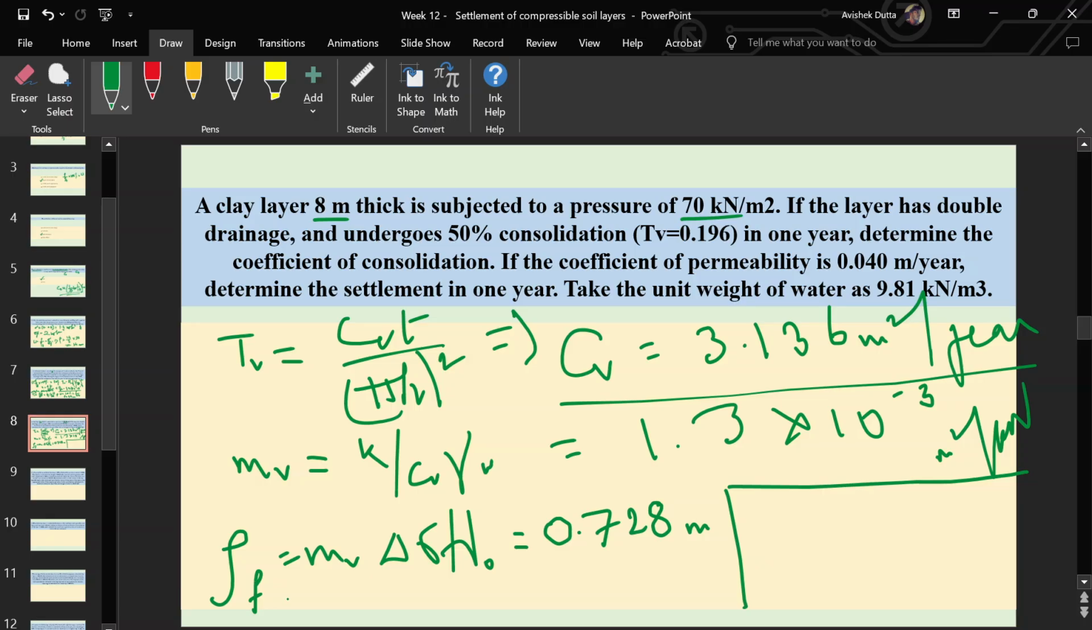Yeah, so after finding out the final settlement, you have to find out the 50% consolidation, this is half settlement. So rho 50% will be half of this, rho f divided by 2, equal to 0.364 meter in 1 year, because 1 year corresponds to 50% consolidation.